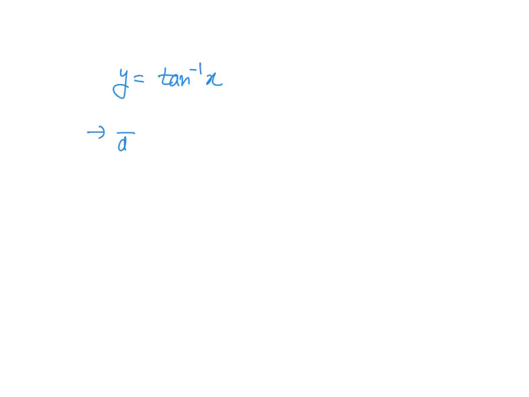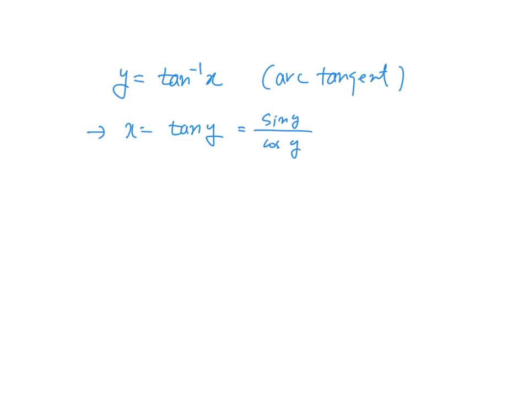So actually, since y is the inverse tangent or the arctangent, we say arctangent. The arctangent is inverse of tangent. So x is tangent y, right? Which is sine y over cosine y. So the easiest way to calculate the derivative is to calculate dx/dy first.